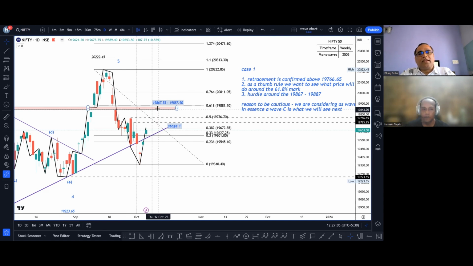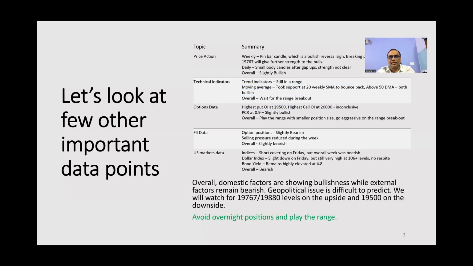Great. I think it makes sense. So short and sweet analysis this time. I'll move on to the technical analysis for our viewers, and then we will conclude this week's thing. Having looked at the new wave, let's look at what are some of the other important data points.